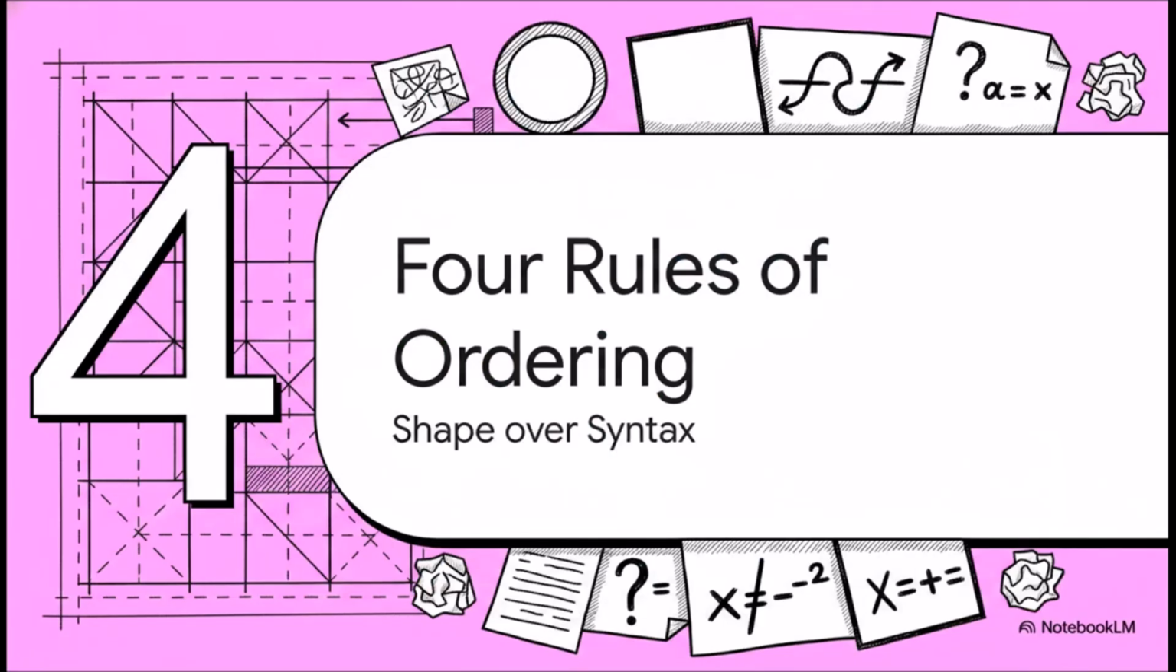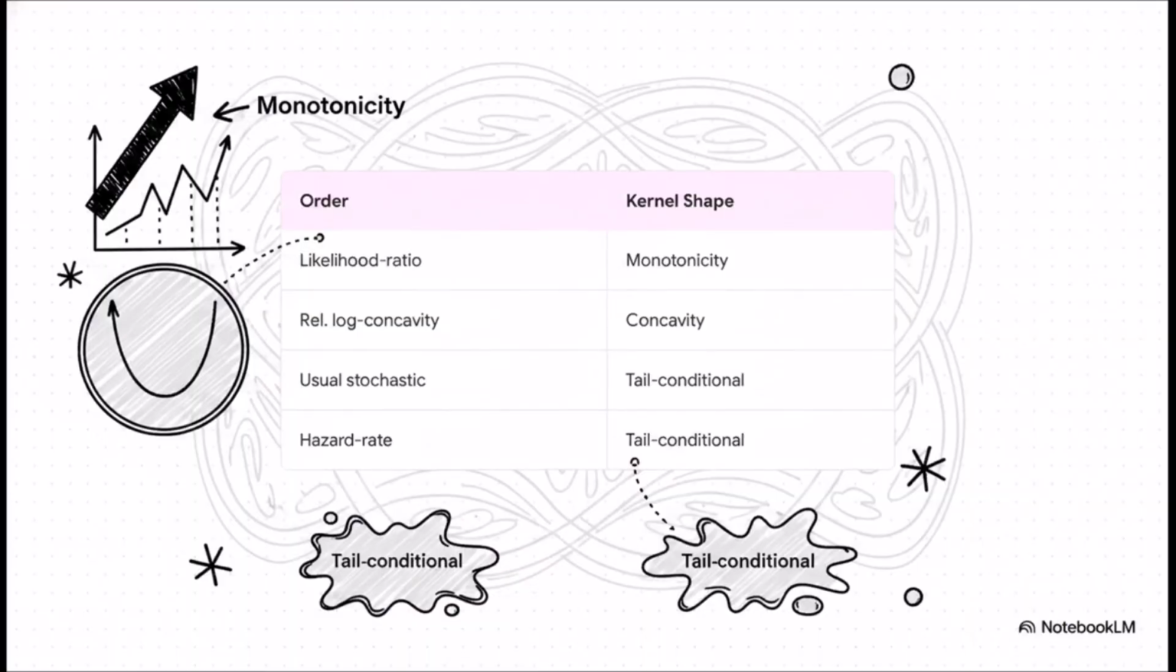Section 4. Four rules of ordering. Shape over syntax. Now that we have this stripped-down blueprint, how do we actually use it? This is where the paper creates a total paradigm shift, moving our focus away from calculating heavy syntax and towards simply looking at mathematical shapes. This brilliant unified framework shows how simple shapes instantly dictate complex stochastic orders.